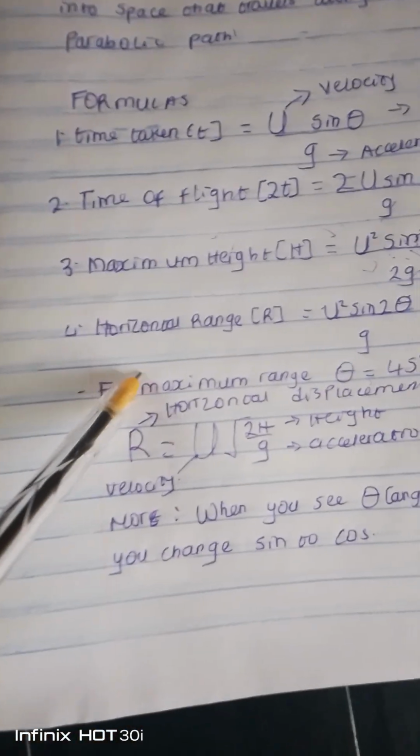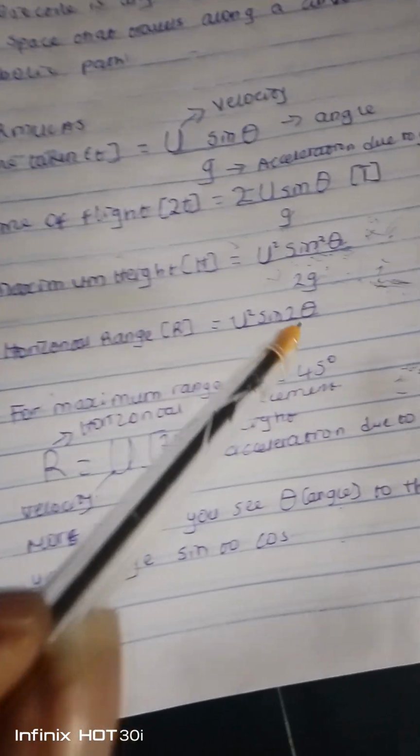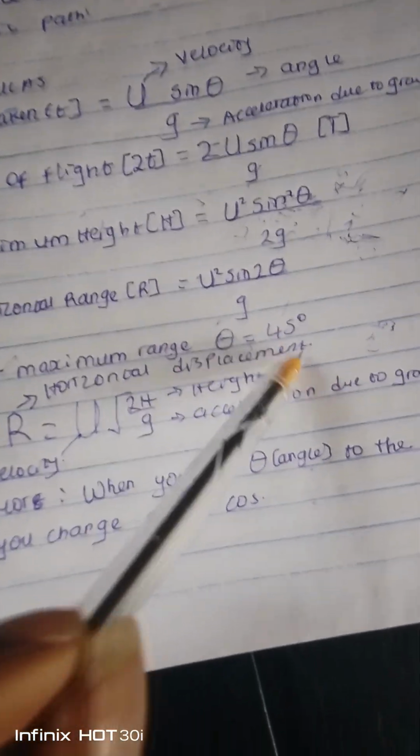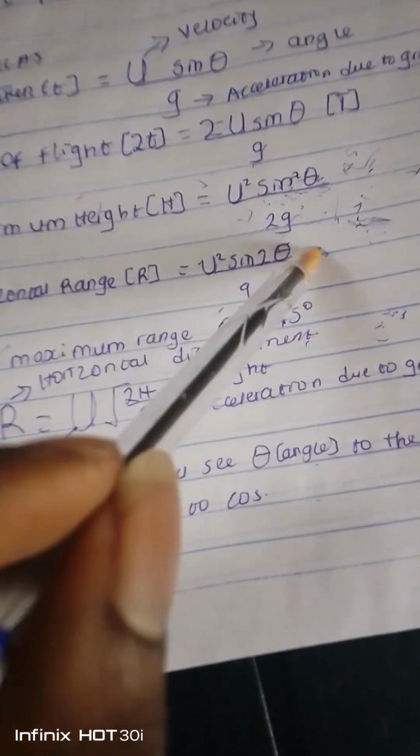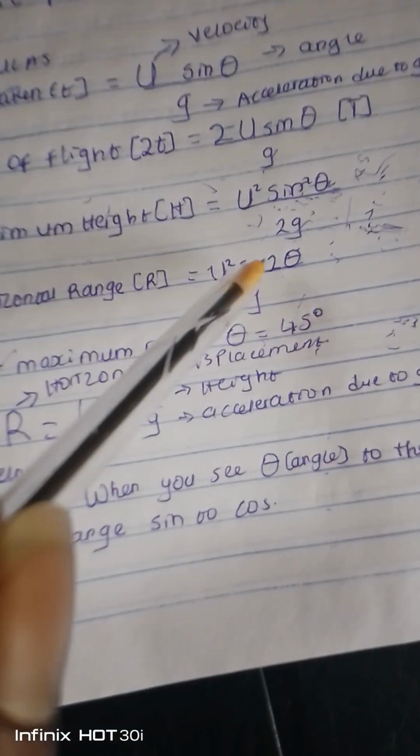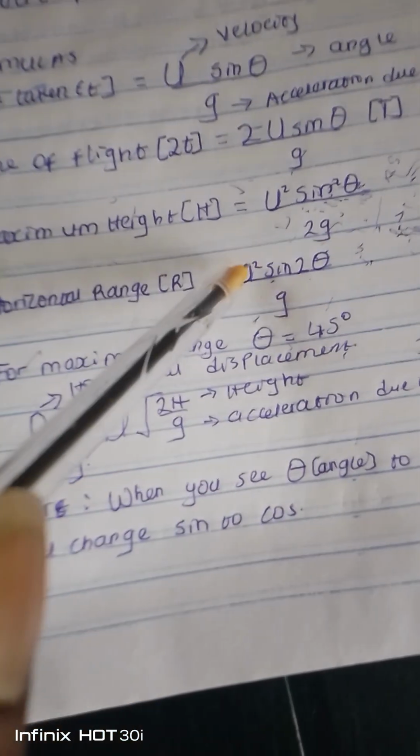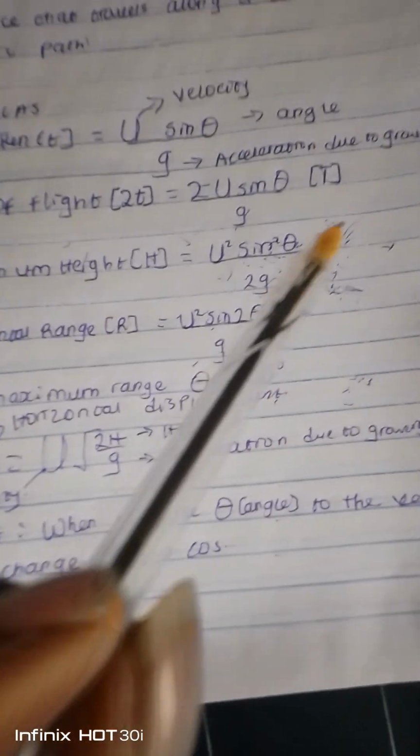They always ask this question in JAM. To get your maximum range, the angle is what? 45. Why is it 45? 2 times 45 is 90. Sine 90 is 1. So 1 times u square over g will give you a maximum of u square over g. So you need to know this thing.